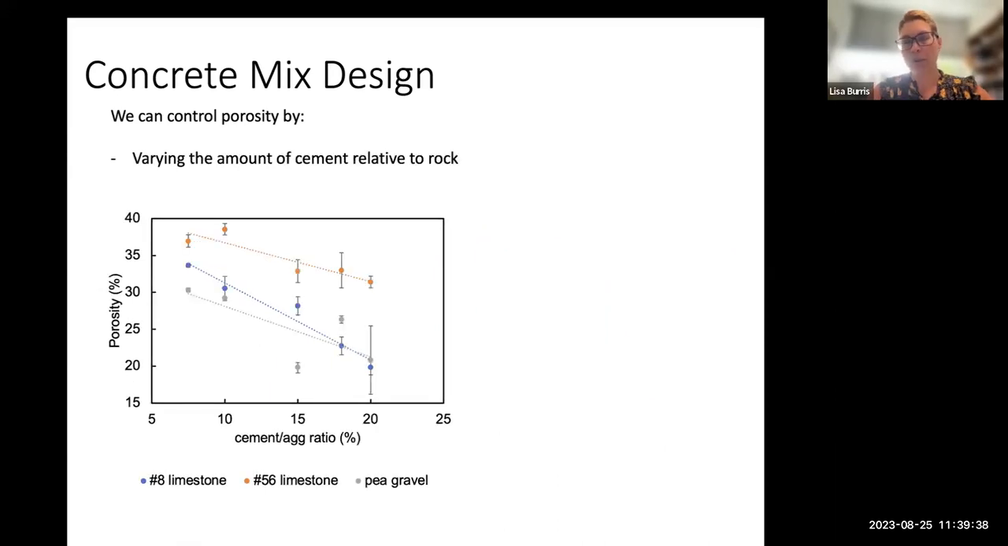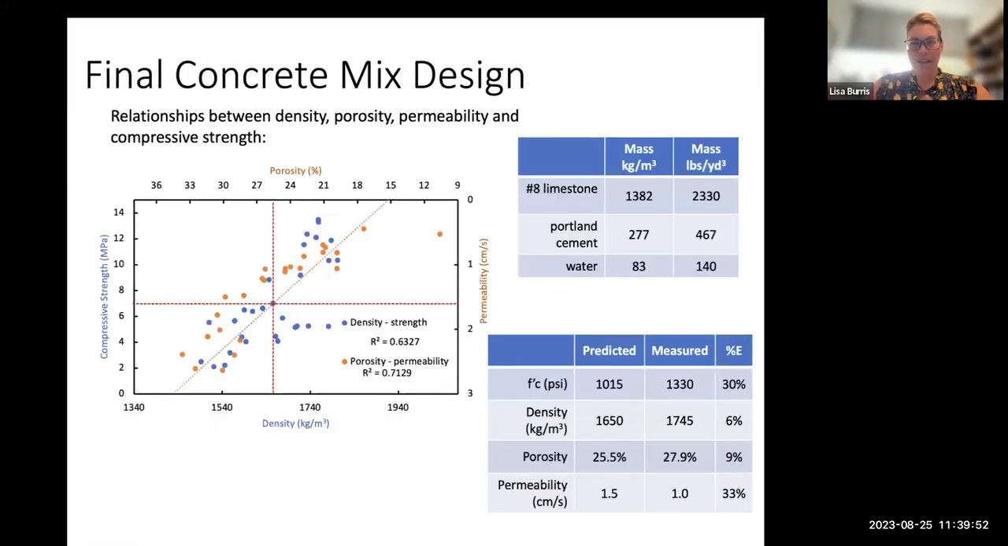We also found that we could control porosity by varying the cement to aggregate ratio. So if we fill the spaces with more cement, as we saw in the previous picture, we're going to reduce our porosity. And so we can directly control porosity by that variance as well. And so we were able to develop direct relationships between density, porosity, permeability, and compressive strength. And that enables us to predict the properties that we'll achieve based on another one that we target, or we can design our mixes to have a specific porosity or a specific compressive strength.